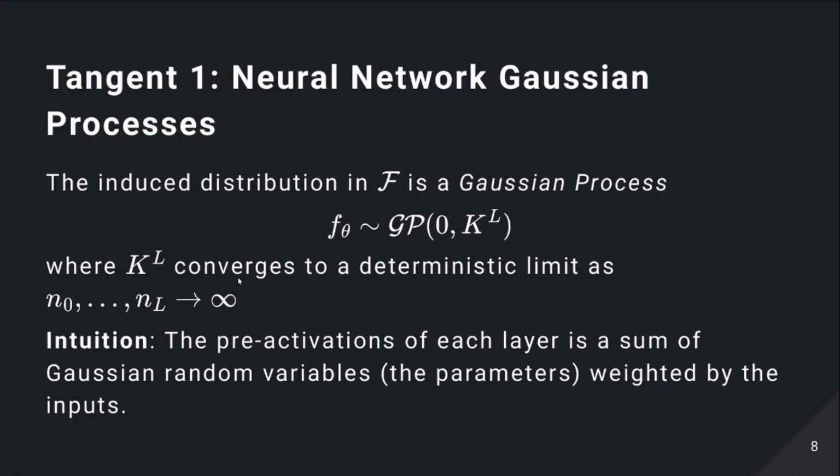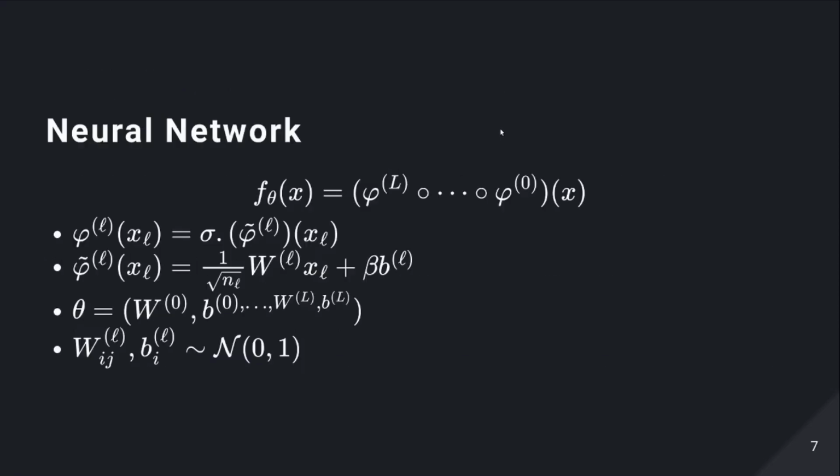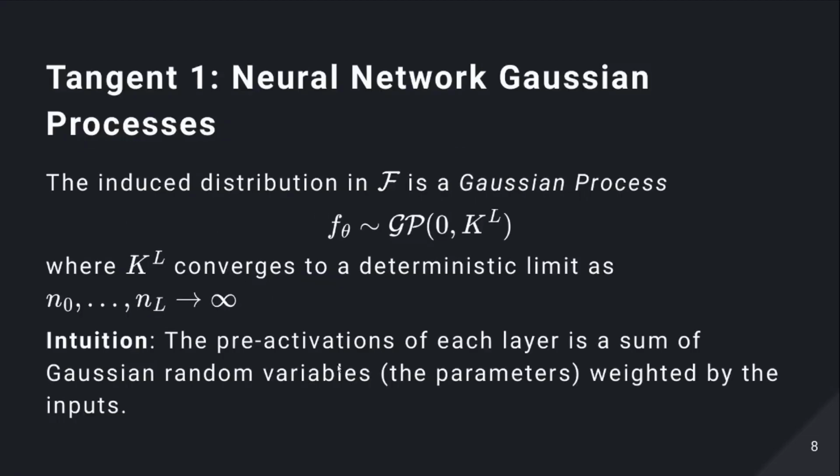Which brings me to my first tangent. So I mentioned Gaussian process, I mentioned neural networks, and actually because I'm taking this Gaussian distribution over my parameters, that induces some probability distribution in my function space, and actually that distribution is a Gaussian process itself. So specifically, it's a Gaussian process with mean function 0 and some covariance function KL, which I won't show the computation here, but it will come up later.